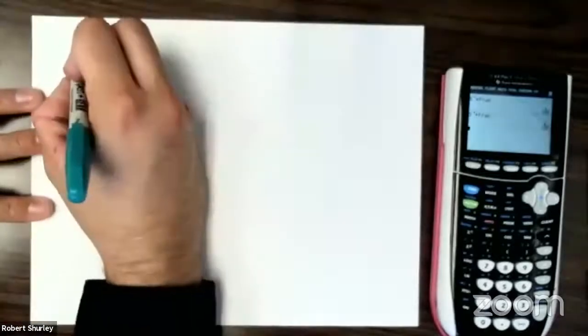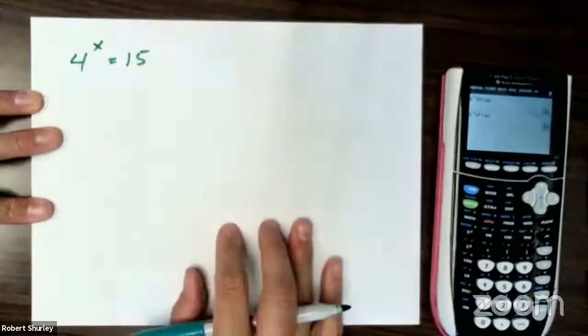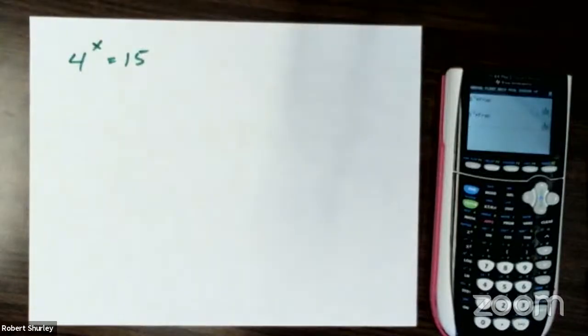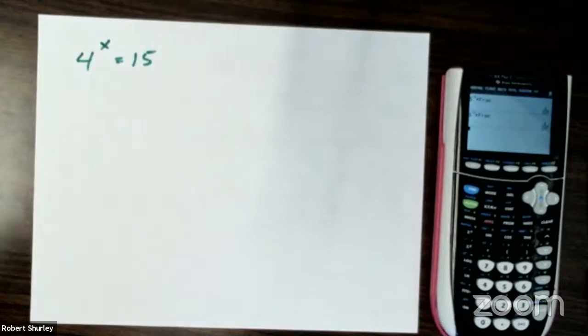Your book starts with a basic example. Let's say we've got 4 to the x equals 15. Okay? 4 to the x equals 15. So we cannot get 4 or 15 into the same base. It's just not possible. 15 cannot be written as a base 4. But how can we solve it?